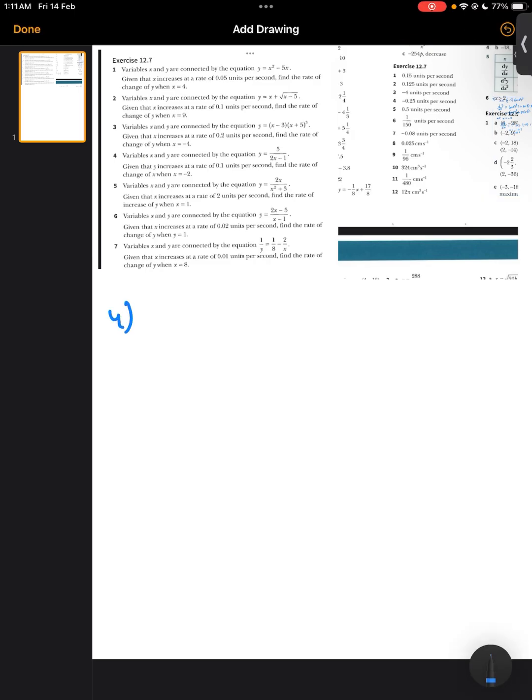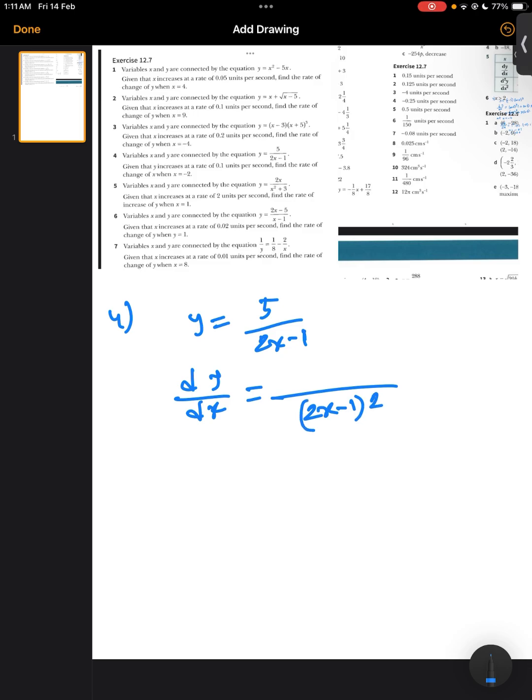Number 4, these maths are pretty easy. The equation has been given as 5 over 2x minus 1. I'm excited for integration, guys. d/dx of y is technically (2x minus 1) squared, 2x minus 1 times 0 minus 5 times 2, minus 10 over 2x minus 1 to the power square.